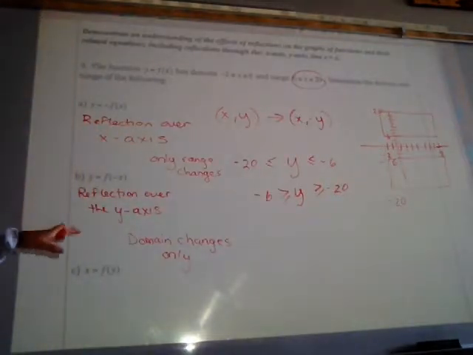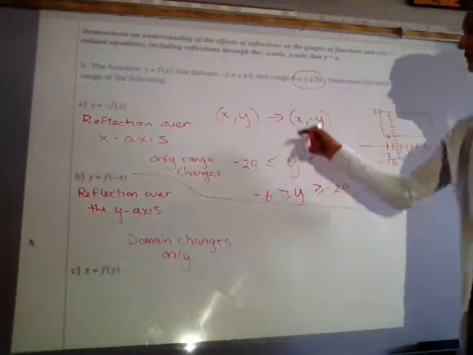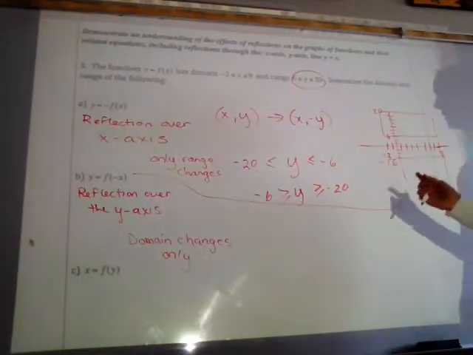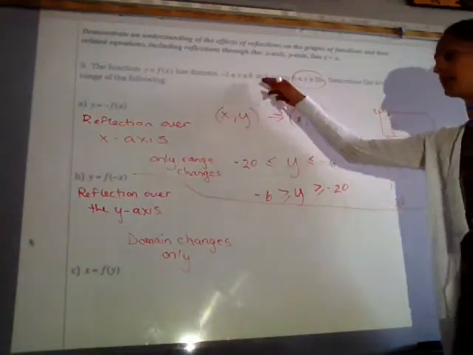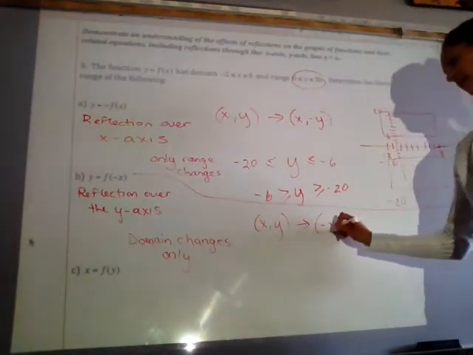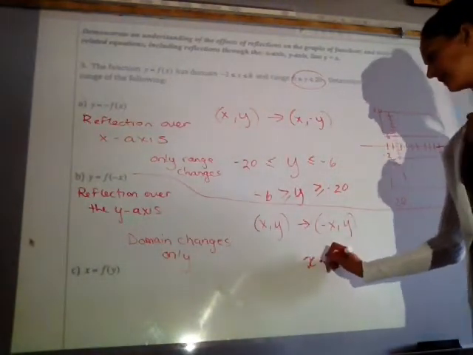Okay, and for part B, domain, only the domain changes. Alright, so our domain was negative 2 to 8. Okay, if we're reflecting over the y-axis, that means our point mapping (x, y) will go to (negative x, y). Okay, only the x values will change sign. So let's put x in the middle.